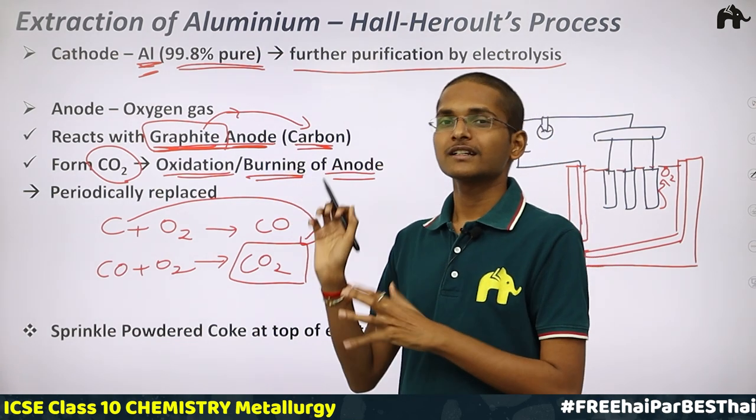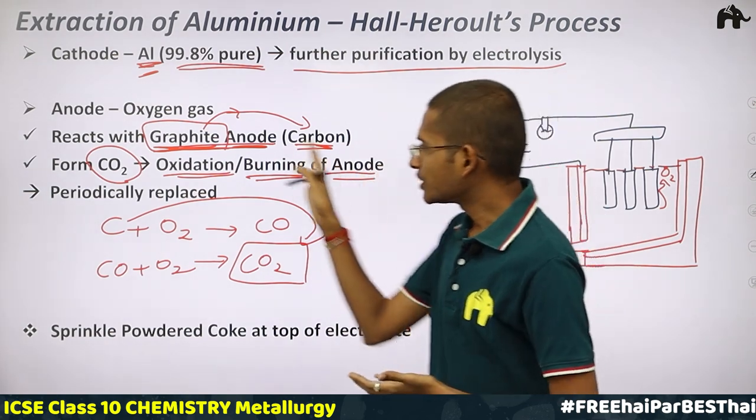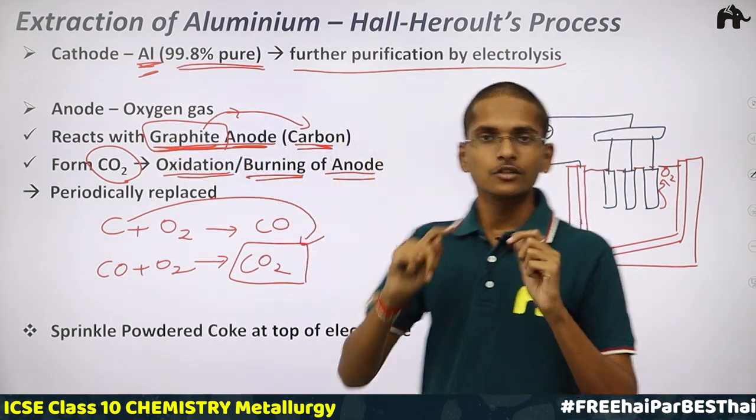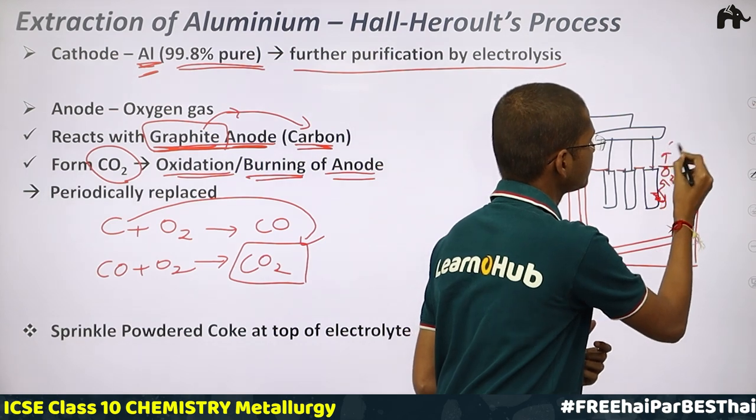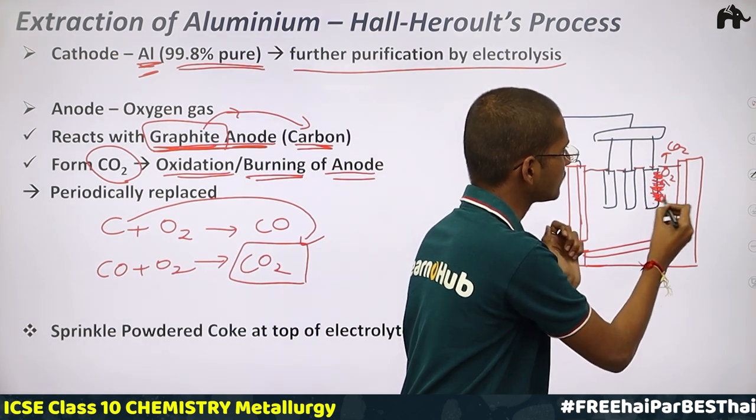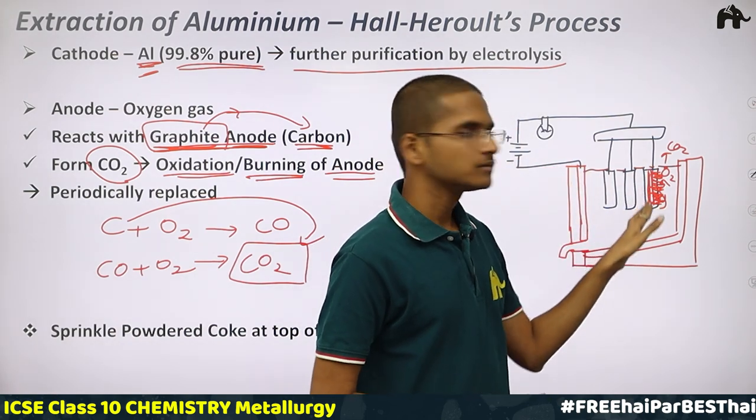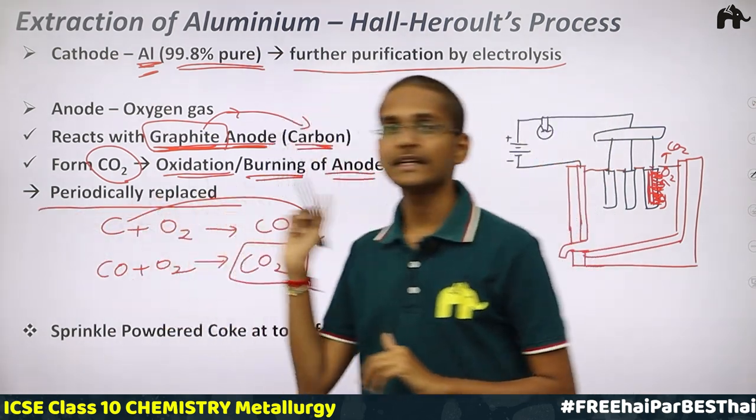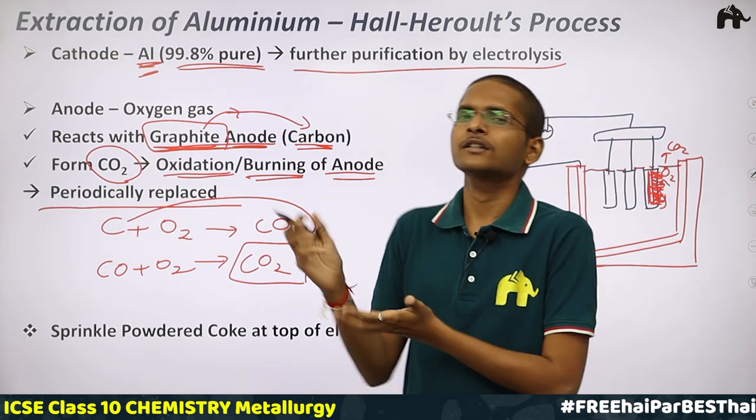Now you would remember that I have told you why we sprinkle powdered coke on the top of the electrolyte. But before that, because this anode gets oxidized due to the liberation of oxygen gas, the carbon of the anode forms carbon dioxide and gets liberated. Our carbon from the anode is getting used up, and finally our anode diminishes. All the carbon of the anode vanishes because graphite is actually carbon. Because of this, we need to periodically replace the anode. So this question can also be asked: why we need to periodically replace the anode in the electrolysis of molten alumina, or in Hall-Heroult's process.